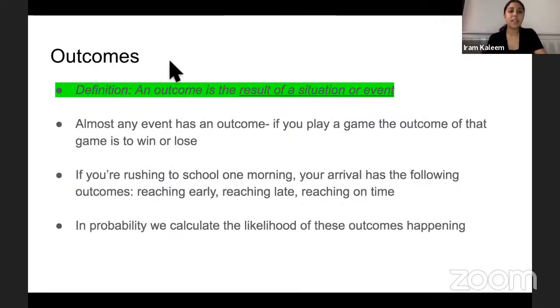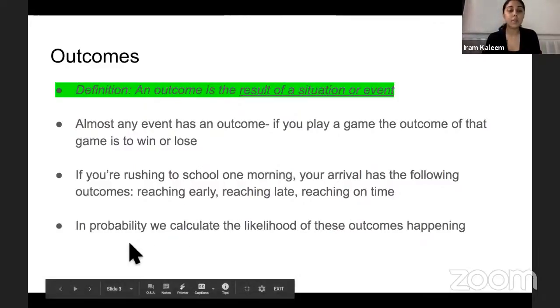Outcomes. So you should remember a key definition here. And if you don't remember, then you can write this down now quickly. The definition of an outcome is the result of a situation or event. If you remember, we looked at quite a lot of different situations and the outcomes of those situations. If you play a game, the outcome is to win or lose. If you're rushing to school one morning, your arrival has the following outcomes. You could reach early, you could reach late, or you could reach on time. And obviously in probability, we calculate the likelihood of those outcomes happening.